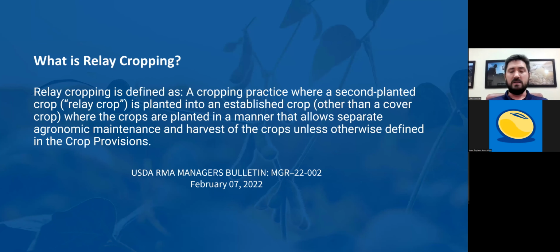So what is relay cropping? This is a recent definition provided by USDA RMA. It's defined as a practice where a second planted crop, the relay crop, is planted into an established crop where the crops are planted in a manner that allows separate agronomic maintenance and harvest of the crops unless otherwise defined in the crop provisions. That's a long and legalistic way of saying that you're going to grow two crops over the same period of time and harvest them during a similar period of time, and you're going to harvest them both.